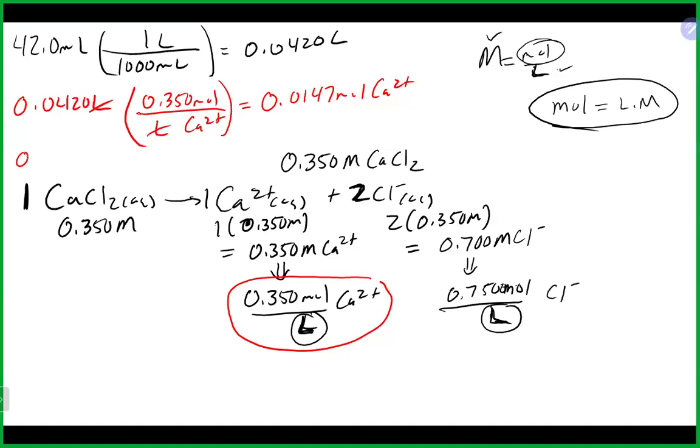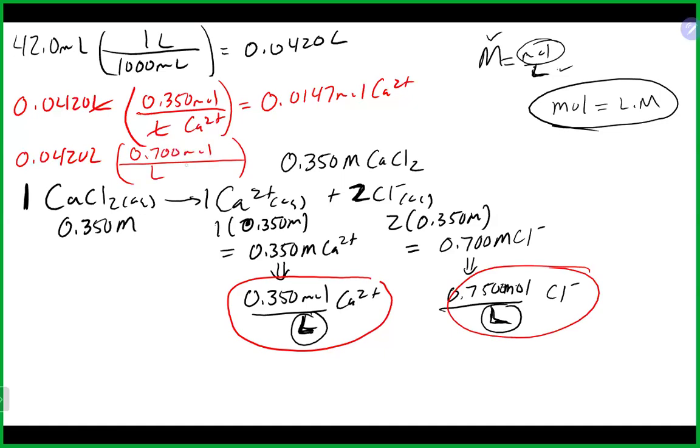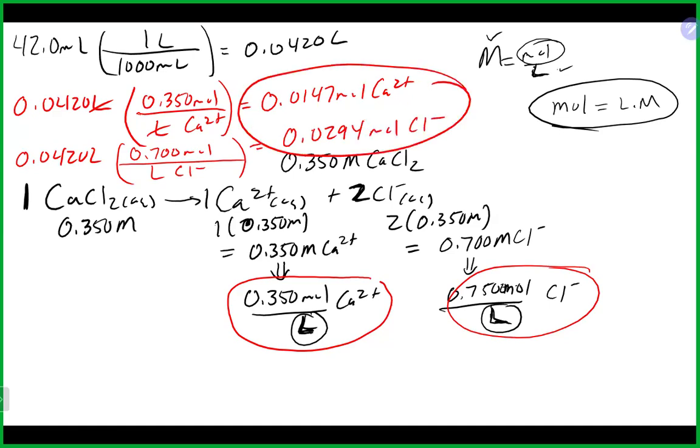So we have the same volumes because it's in the same beaker or whatever it may be in at that point. We'll use our concentration of this one, which is 0.7 moles per liter of our chloride ions. And that's going to get us 0.042 times 0.7, 0.0294 moles of chloride.